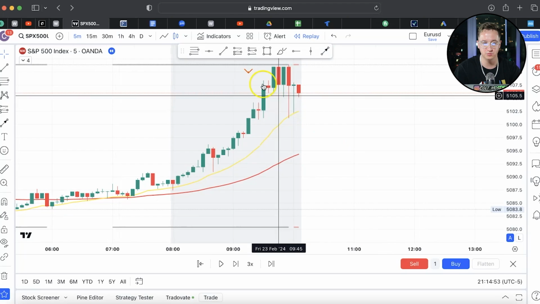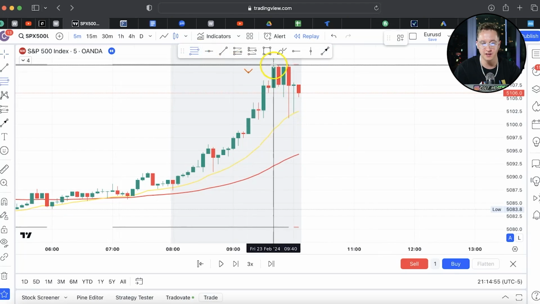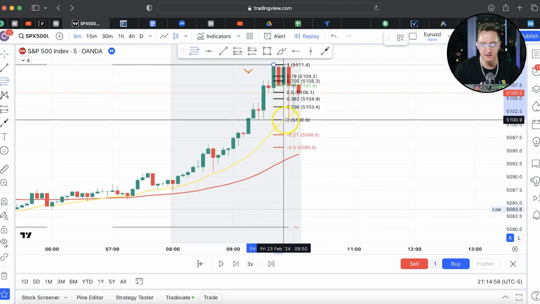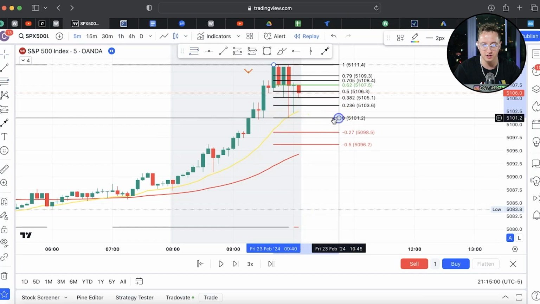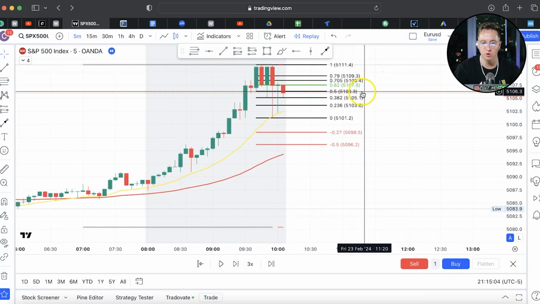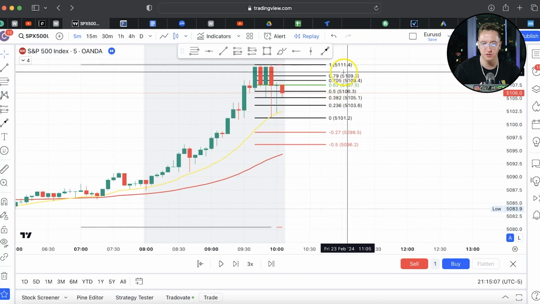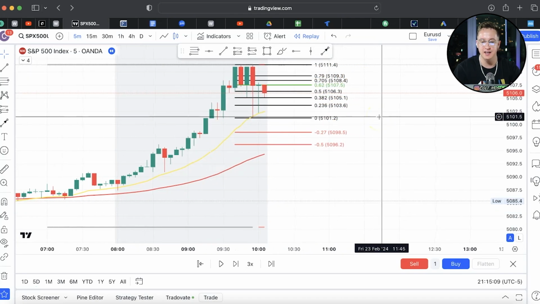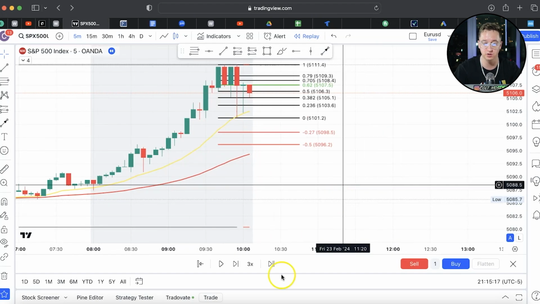What are we going to do? We're going to grab our fibs from this high right here down to this wick right here. Let's delete this annotation. And what we're looking for is price to come into our 3 levels right here. And if price doesn't hit those 3 levels, we can still be looking for some type of reversal candle to give us confirmation. So let's play it back.